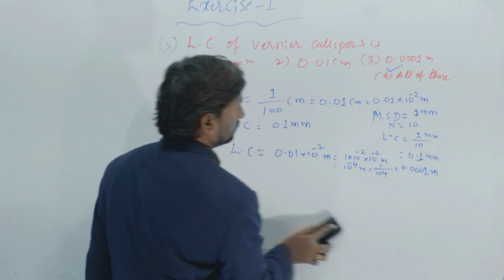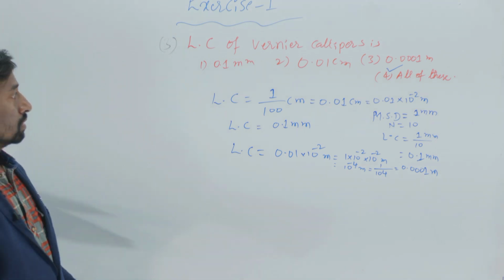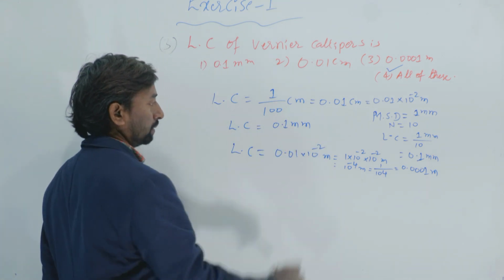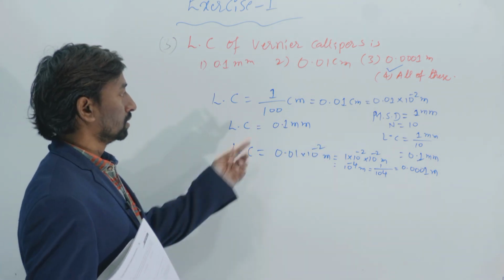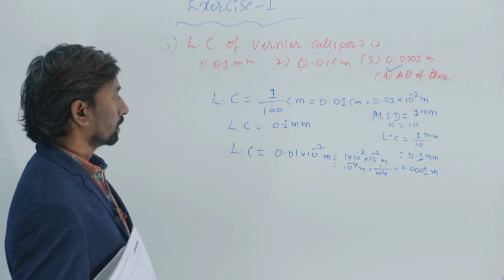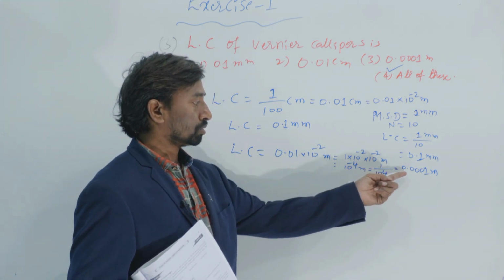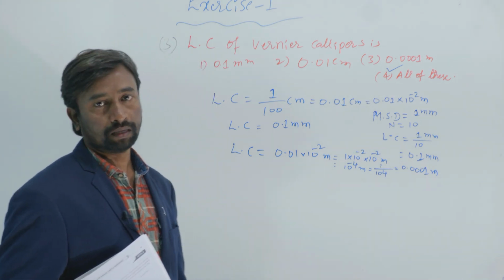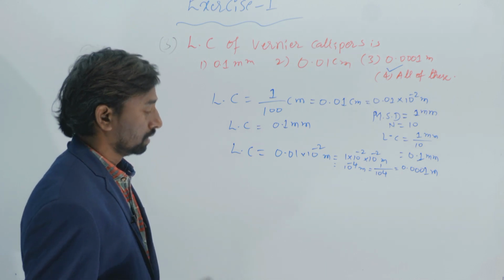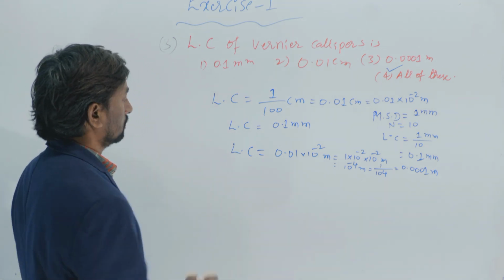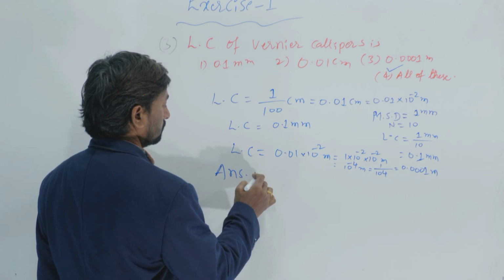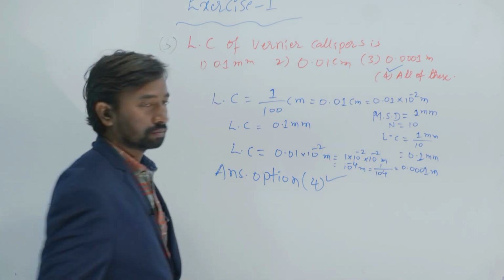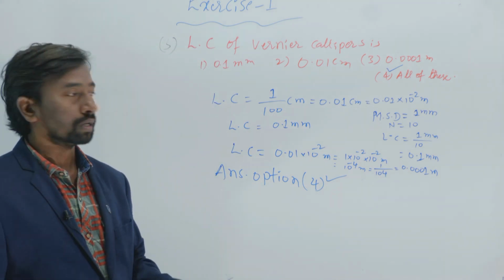In millimeters, the least count is 0.1 mm. In centimeters, it is 0.01 centimeters. And in meters, it is 0.0001 meters. So all of the above. Therefore, the answer is option 4. Option 4 is the correct one.